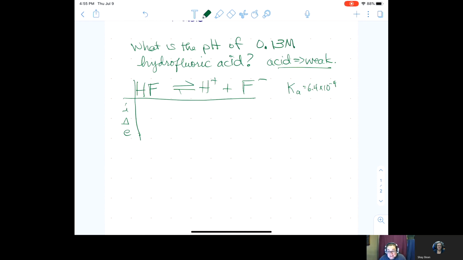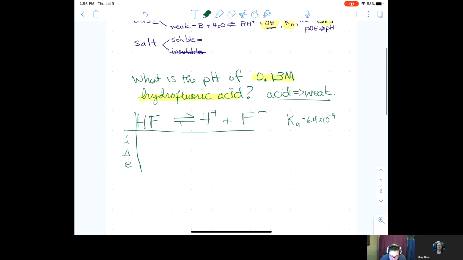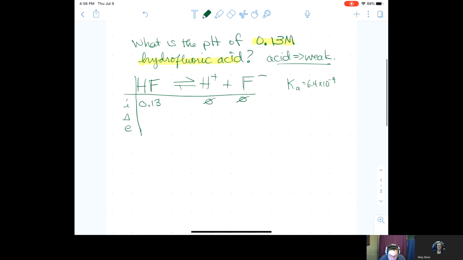You're going to notice exactly the same pattern for almost all these problems. You're going to get into a rhythm here. The initial amount of hydrofluoric acid is 0.13 molarity, so that's the number that goes in the initial amount. When I make the solution, I am making it 0.13 moles of HF molecule per liter of solution, and therefore the 0.13 goes there. Before it comes to equilibrium, these will be 0. Then as it reaches equilibrium, it will be minus x, and plus x.